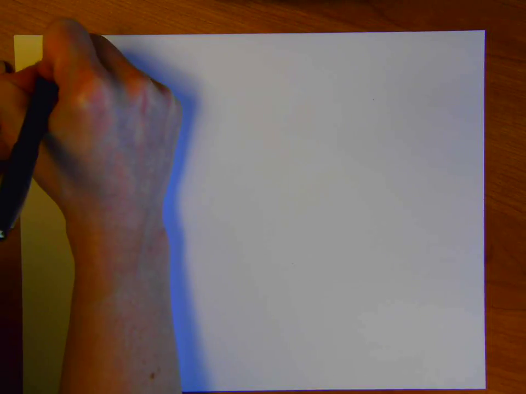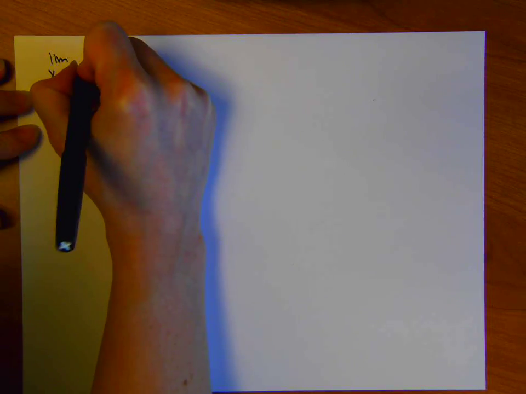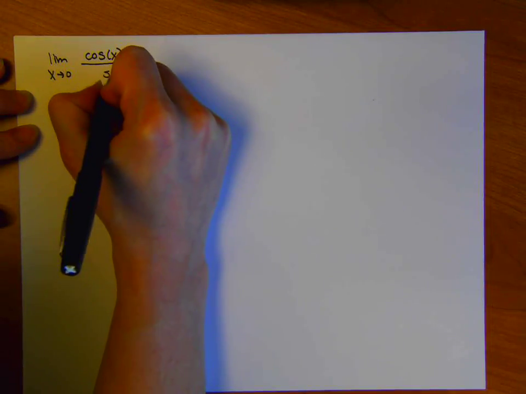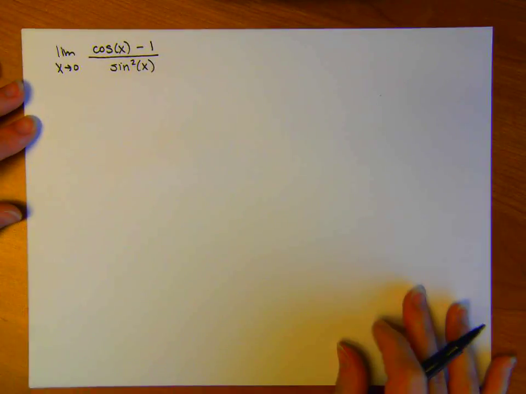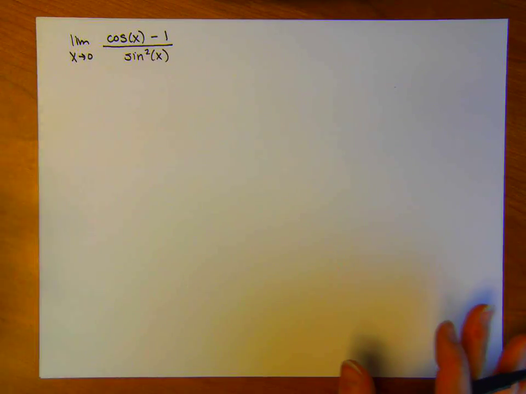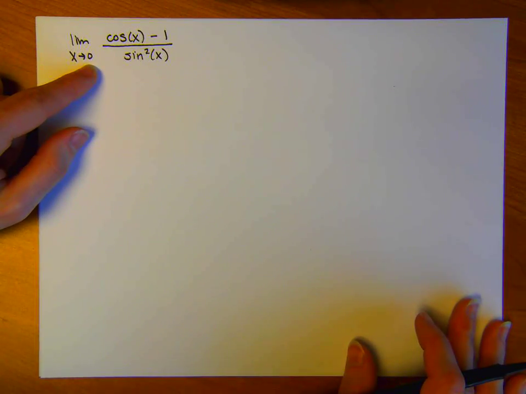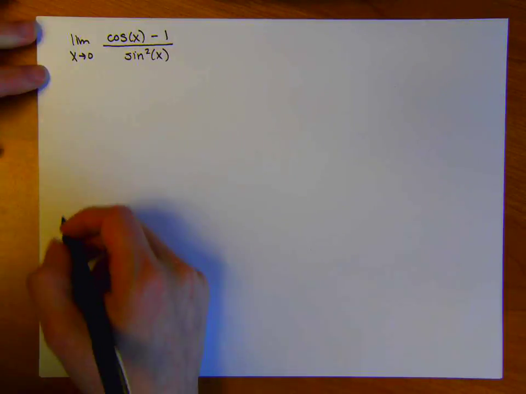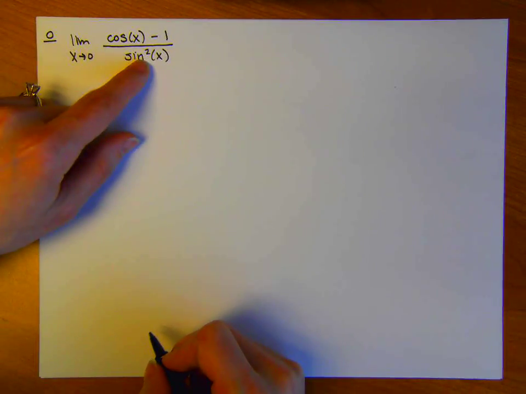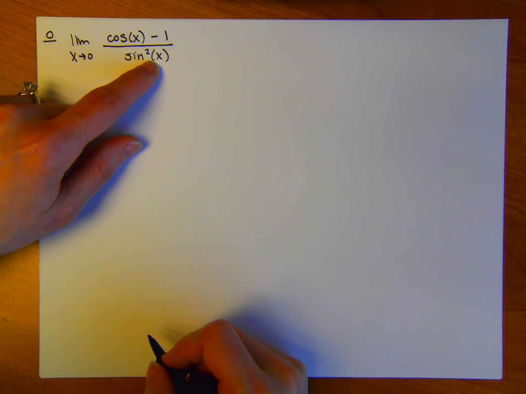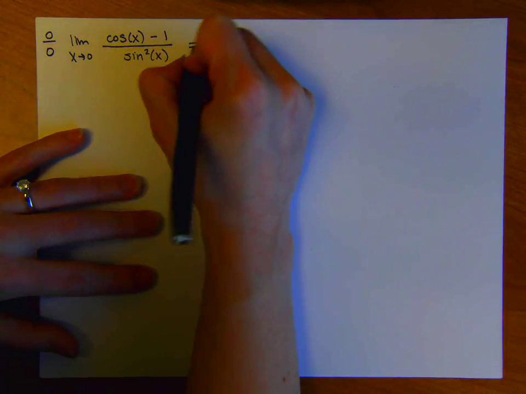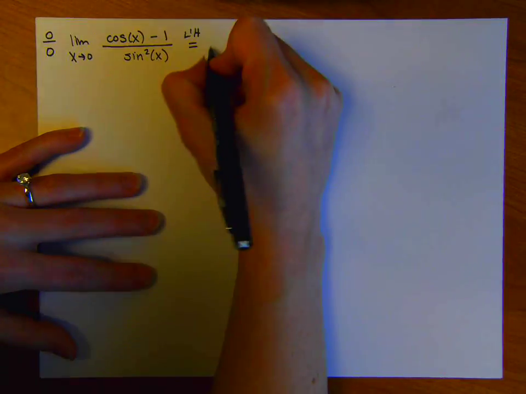Let's take the limit as x approaches 0 of cosine x minus 1 all over sine squared. Okay, so again, the first thing we need to do is plug in 0 to see what happens. So I know that the cosine of 0 is 1, and then I'm going to subtract 1, so I get 0 on top. And check the bottom. Sine of 0 is 0. That squared is 0. So I do have 0 over 0. And that means then that I can apply L'Hopital's rule.